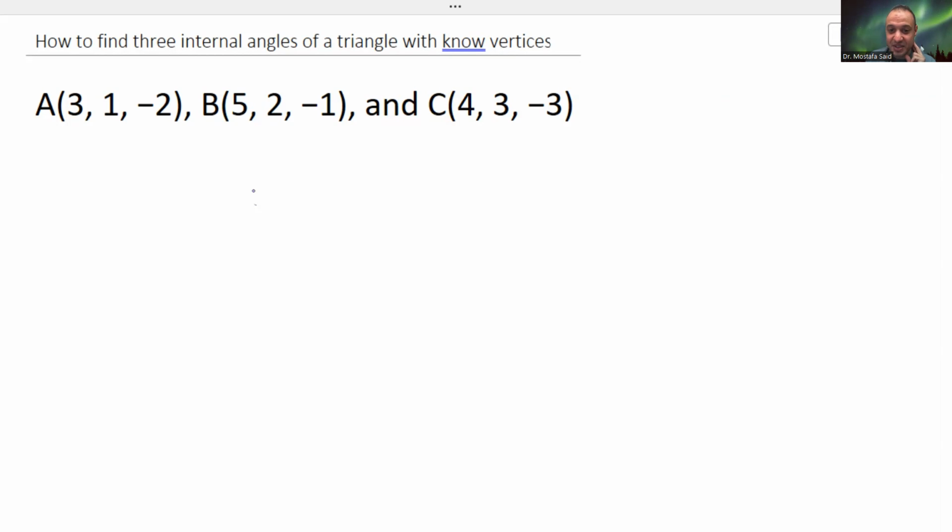Hello guys, in this video I'm gonna show you how to find the angles of a triangle with known vertices. Any triangle of course has three vertices. So if you know the coordinates x, y, z of each vertex, then there is a way to find all three angles in that triangle. So let's assume, for example, we have a triangle like that.